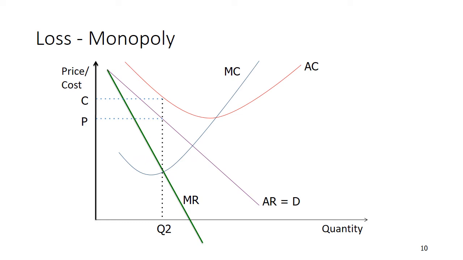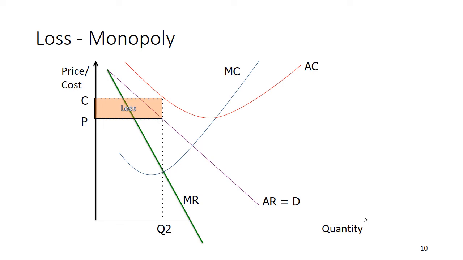And there can also be losses, even abnormal losses. In that case, in the same diagram, the AC curve goes higher than the demand. You can see here the average cost curve lies in the upper part of the diagram, even above the demand curve, so the average cost will be higher.